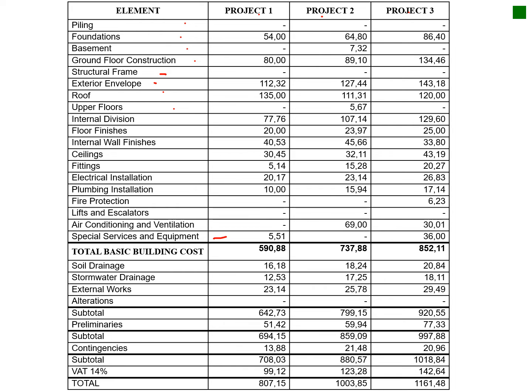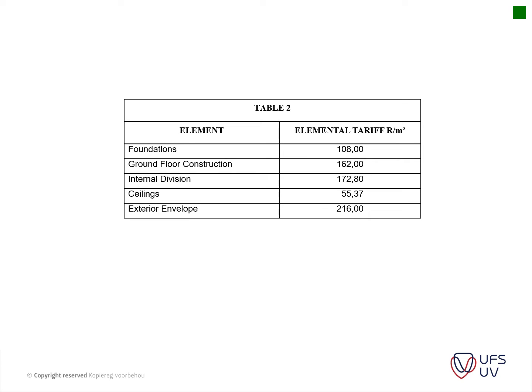Then the basic building cost was calculated for project 1, 2, and 3. You can see these projects were probably spread over a couple of years, as the costs have inflated over the years. Then you've got soil drainage, stormwater drainage, external works, alterations, you get your subtotal, and then you calculate all the rest, your contingencies and your VAT. Very straightforward. So this is the information that's given to you. Again, this is the other information that's given to you.